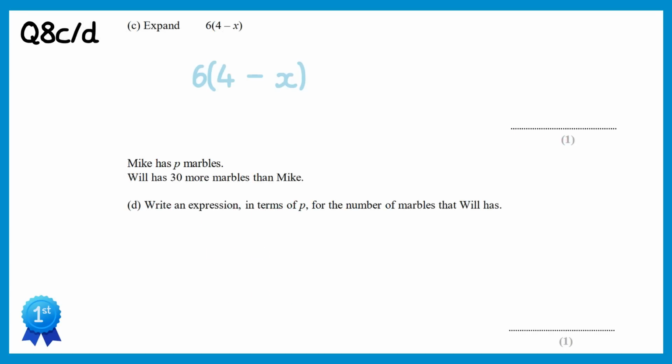For this question we need to expand this bracket. We do 6 times 4 first, that's 24, and then 6 times negative x, that's negative 6x. So the answer is 24 take 6x.